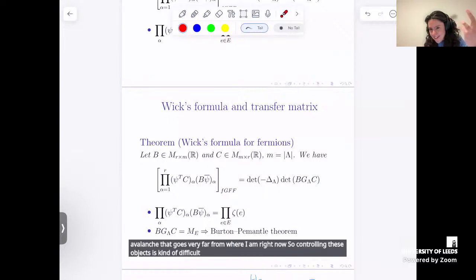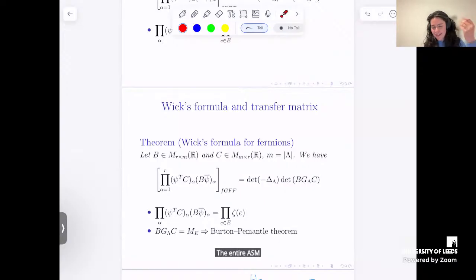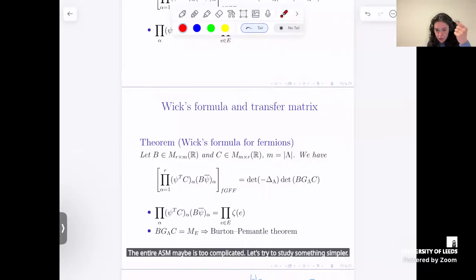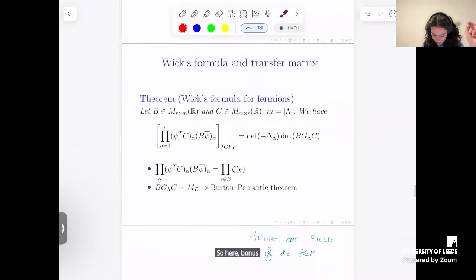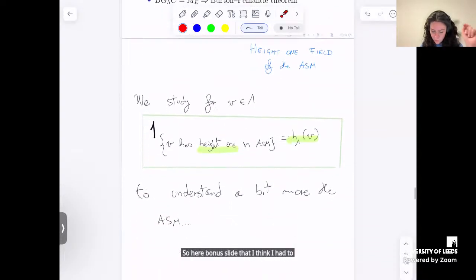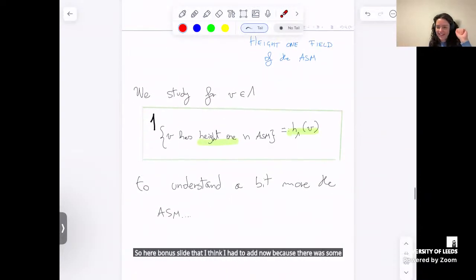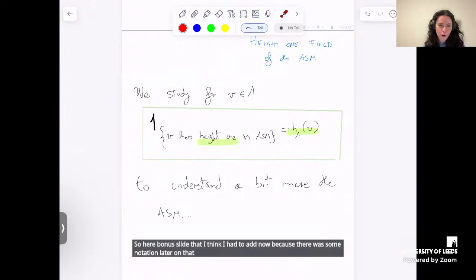So controlling these objects is kind of difficult. We were interested in studying indeed the ASM, and then we said, okay, the entire ASM maybe is too complicated. Let's try to study something simpler. So here, a bonus slide that I had to add now because there was some notation later on that we hadn't introduced. Apologies to those who have downloaded the slides. In the final version, it's going to be there.